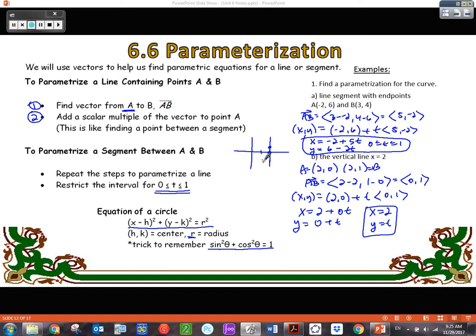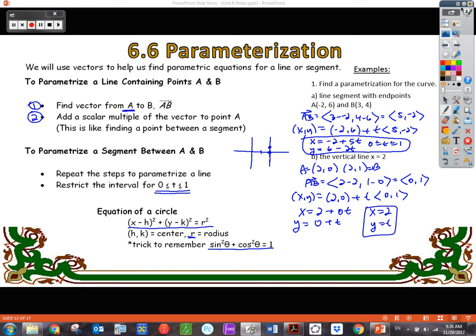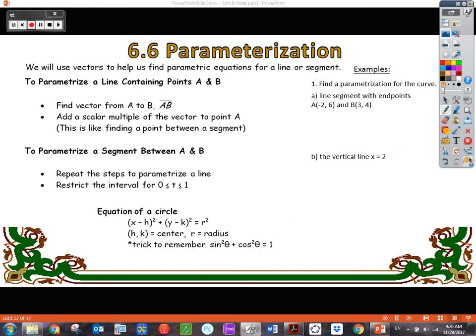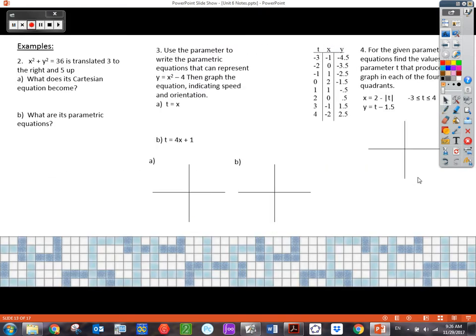Is the restriction only on line segments? Well, the restriction would be on line segments or anything that you want to stop. On a particular line, we would want to let that go on forever in both directions, right? So we wouldn't want to restrict a line, but we would want to restrict something that's stopped. Let's say we wanted to create a semicircle. We would want it to stop, right? So we would need a restriction on it. In fact, that's going to take us to our next problem. So let's go to problem number 2, where we're going to work on parametrizing a circle.